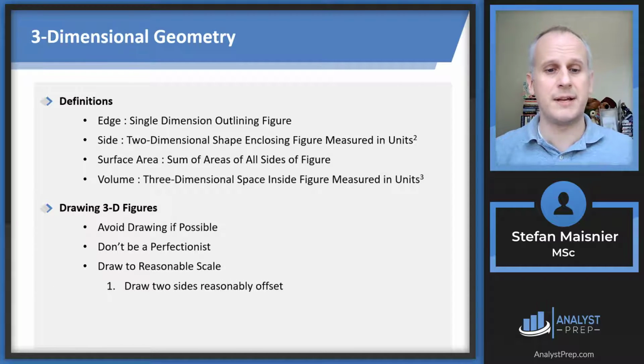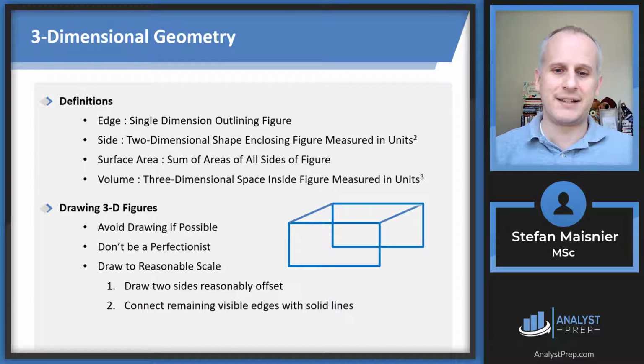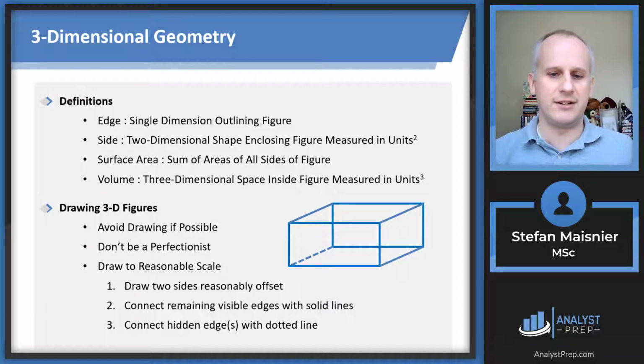So first step for drawing a three-dimensional figure is going to be to draw two sides that are reasonably offset like this. So you can see a couple of rectangles, just kind of have them diagonally away from each other. Then you're going to connect the remaining visible edges, so you could see these edges, with solid lines. Now we're looking at a three-dimensional box. And then lastly, connect any hidden edges with a dotted line. And you can see that in the back there. That's the edge that theoretically we couldn't see if this were actually a three-dimensional figure. Now, again, you can tell that we didn't dot the edge in the back bottom of the box, but that's okay. It just has to be good enough to represent, to scale, whatever it is the problem is asking about.